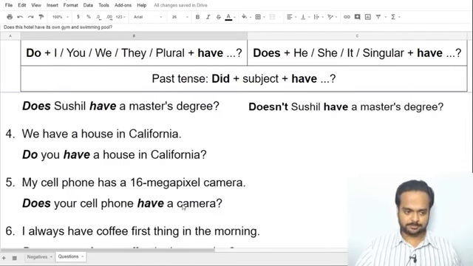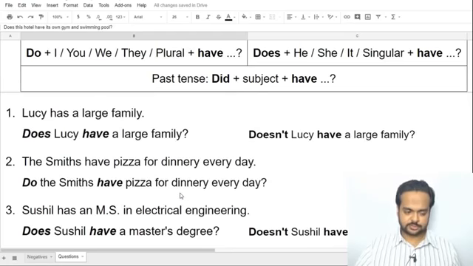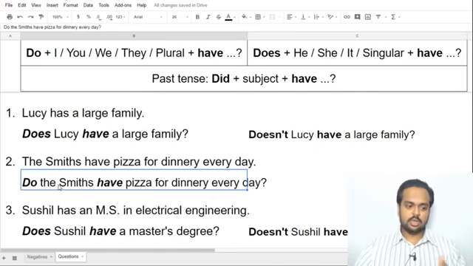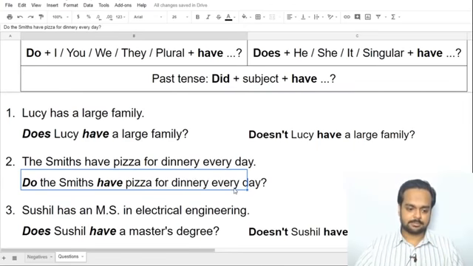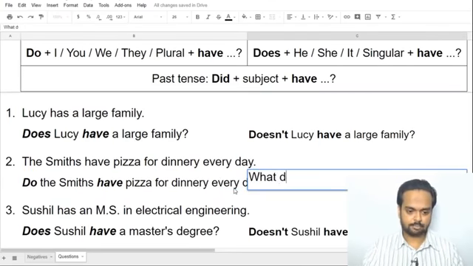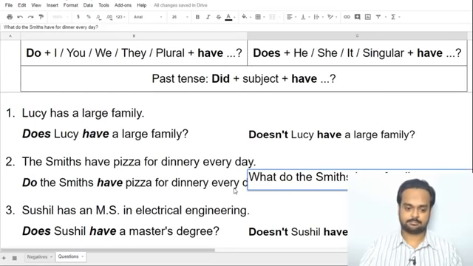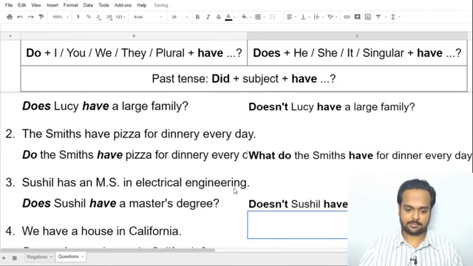As a final point, with these questions, I just want to point out that if you want to use a question word, now all of these questions that we've seen here, these are all yes or no questions. Does Lucy have a large family? Yes or no. Do the Smiths have pizza for dinner every day? Yes, they do, or no, they don't. But if you want to add a question word, you just put that at the beginning of the sentence. For example, what do the Smiths have for dinner every day?